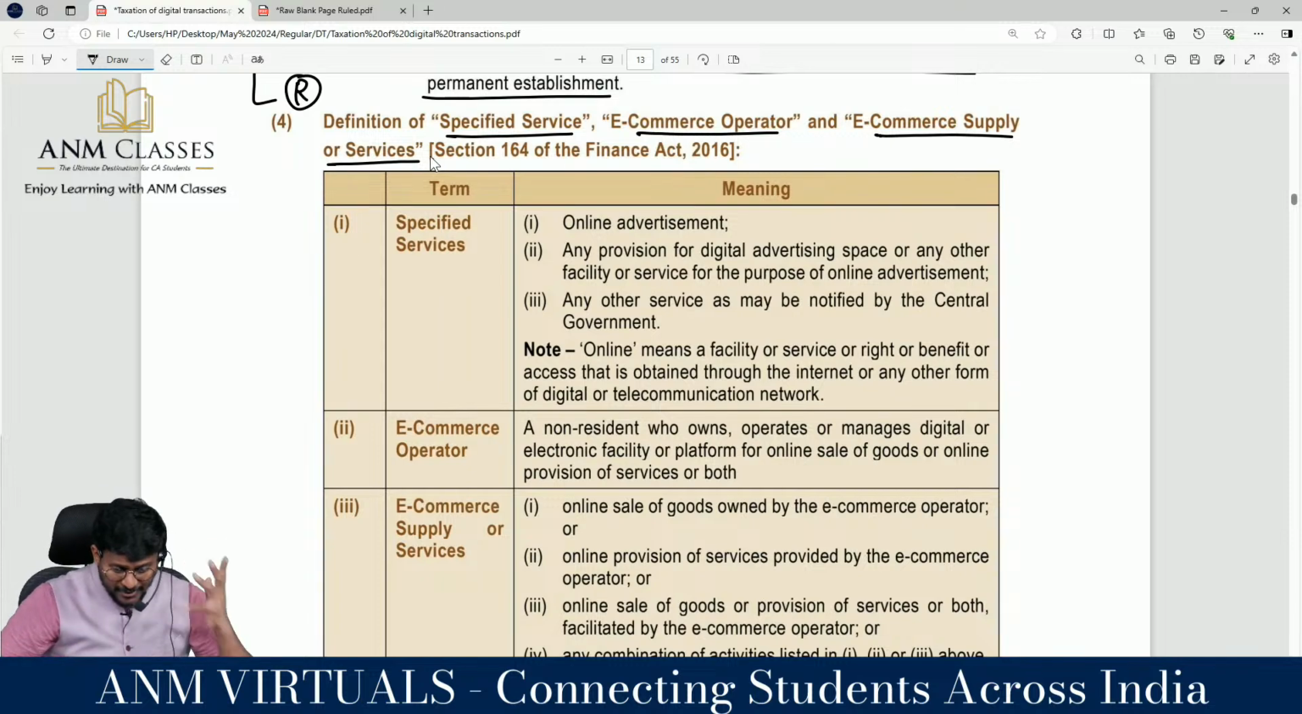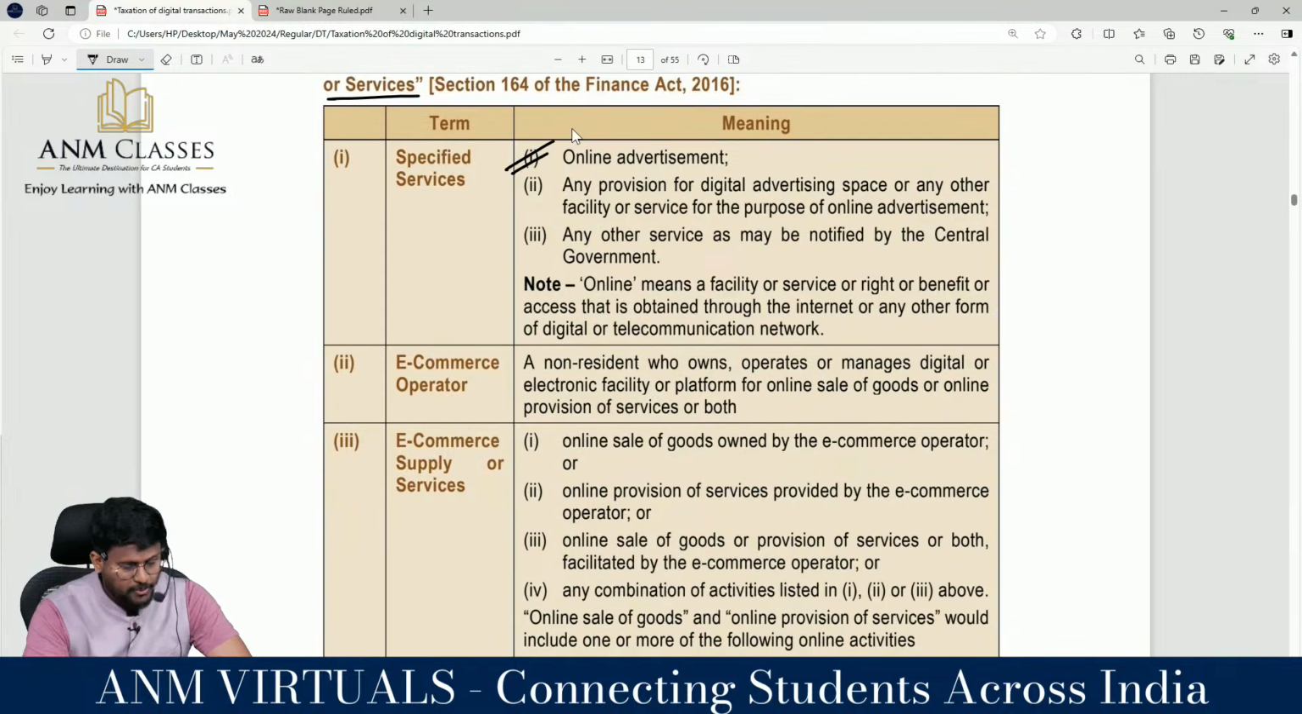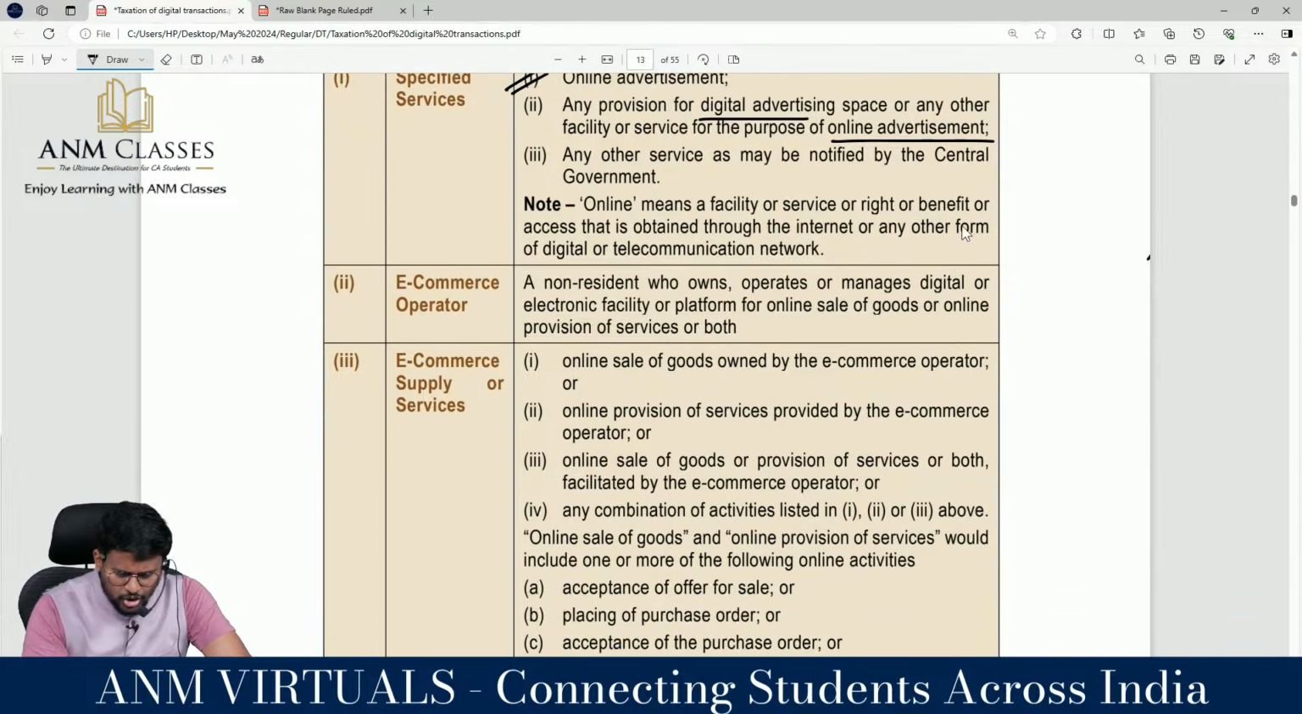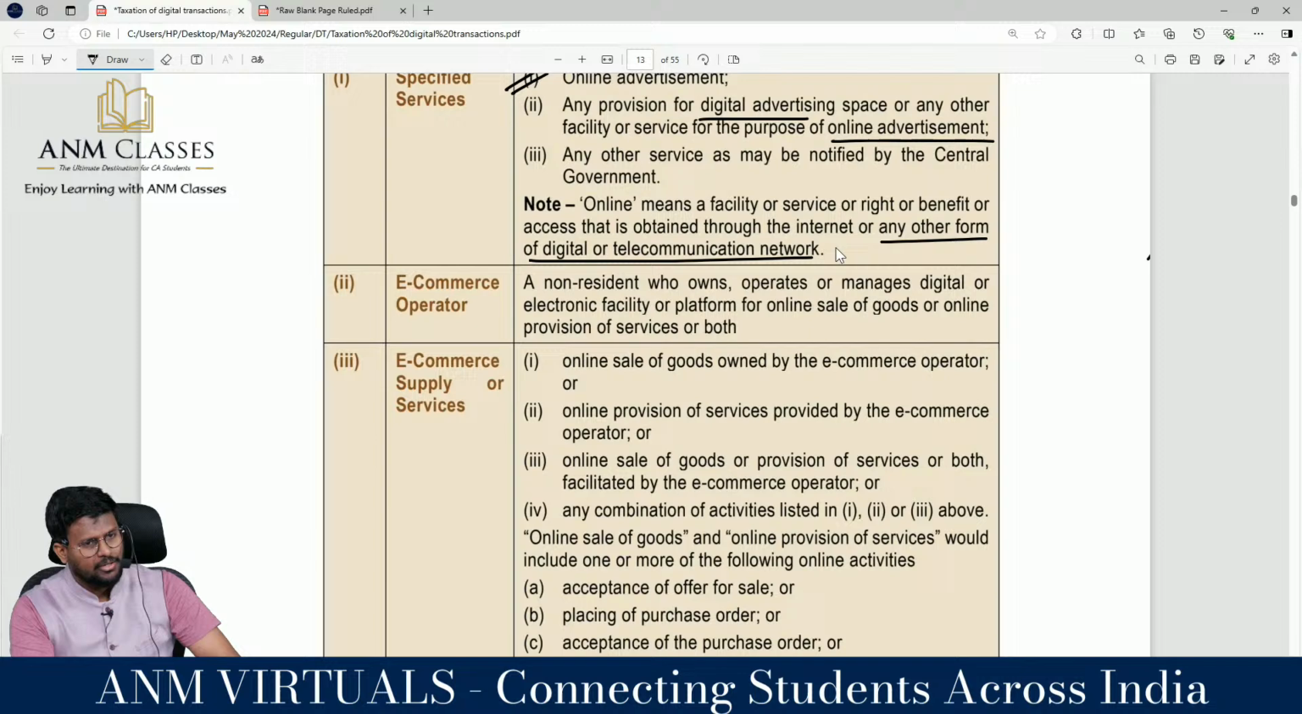Specified service, sir. Online advertisement. Number 1, any provision of advertising or any other facility or service for the purpose of advertising. Any other service as may be notified. Online means a facility or service or right or benefit or access that is obtained through the internet or any other form of digital or telecommunication network.